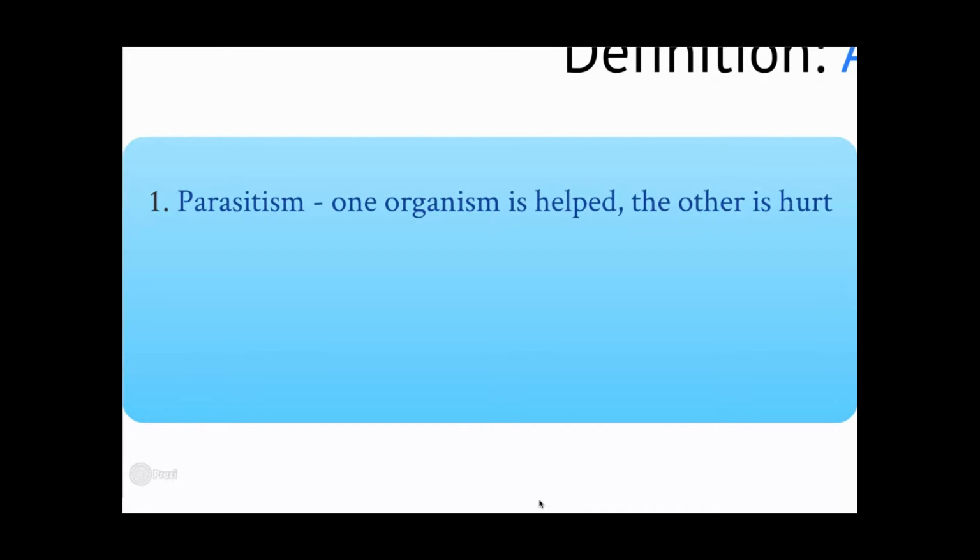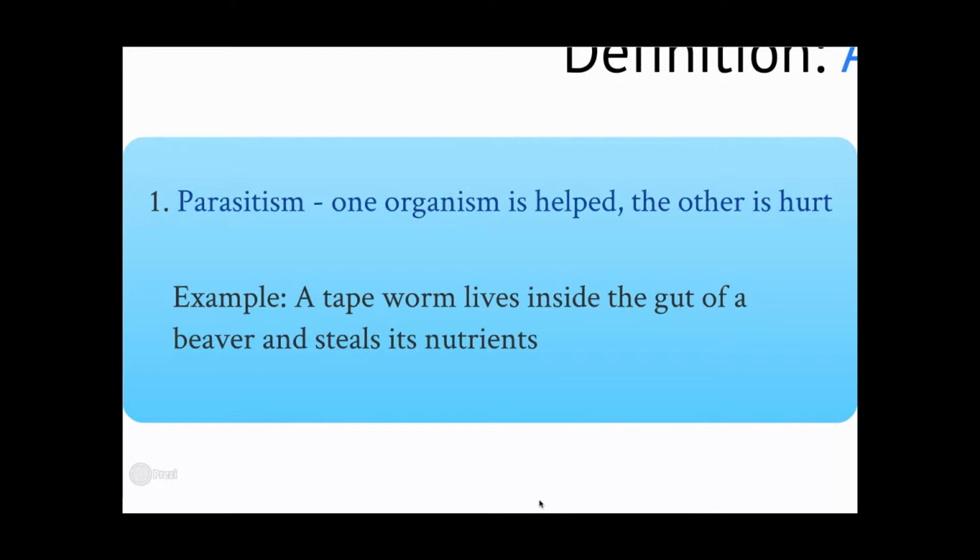So it's kind of like when someone copies off your test and you get caught and lose the points? Yeah, kind of exactly like that, as long as they're not getting caught. Now let's think of an organism in the wild that does this. Tapeworm. A tapeworm could live inside the gut of a beaver. It steals the nutrients. Dogs get them too, those worms that live inside your stomach. They're stealing the food from you. They're benefiting at your loss.